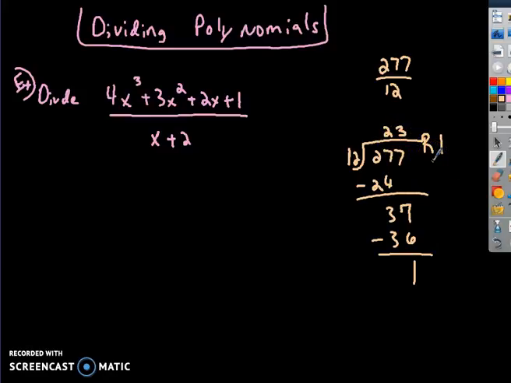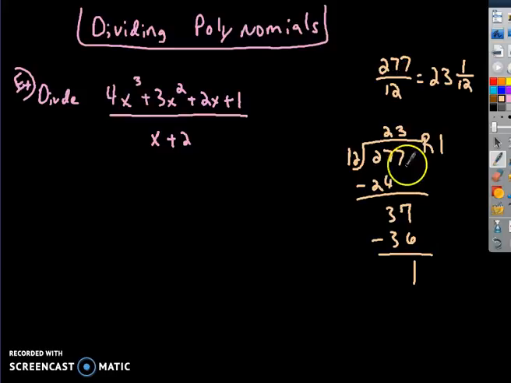And then after a while, you realize, okay, I can rewrite that as 23, and I could take that remainder and put it over what I divided by. So it's 23 and 1/12. So I can prove it works, because I can say 12 times 23 and add 1 to it, and it should give me 277, which is what we began with. And that was long division. And that's what you did with regular numbers.